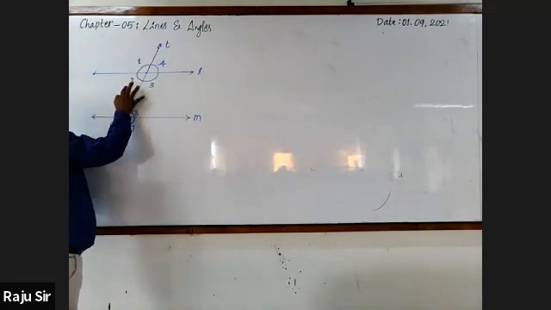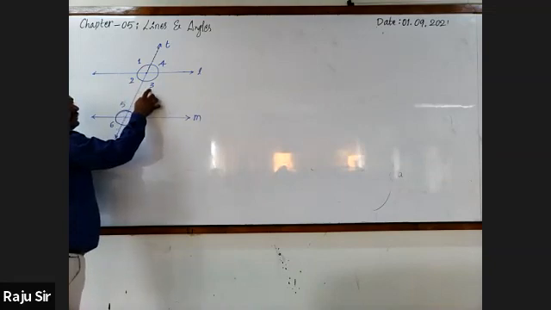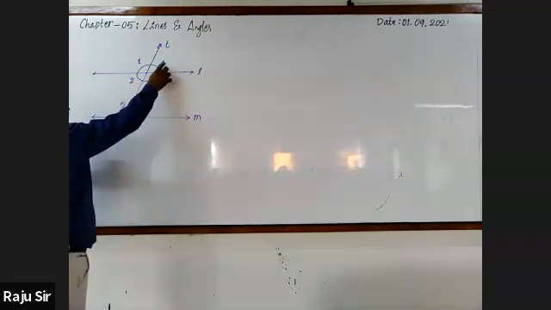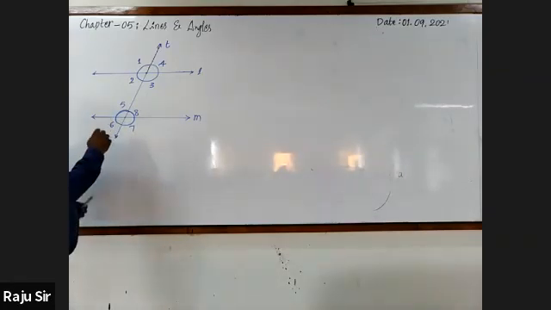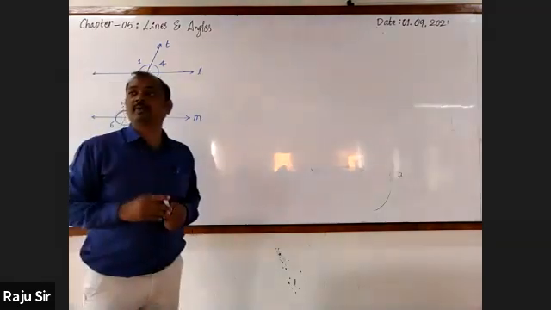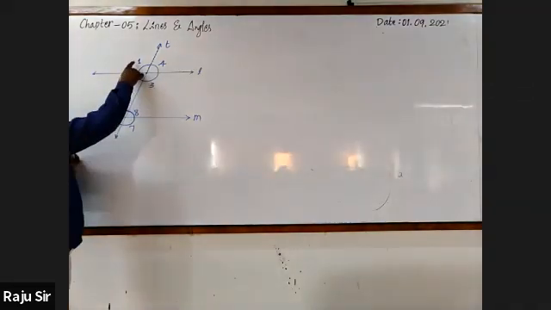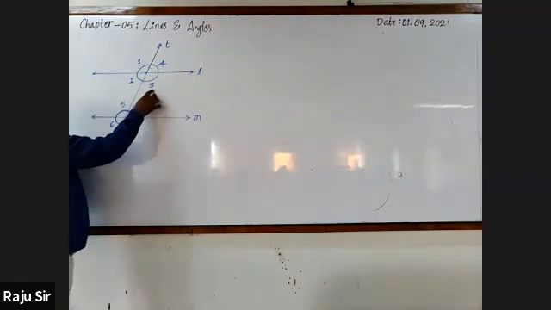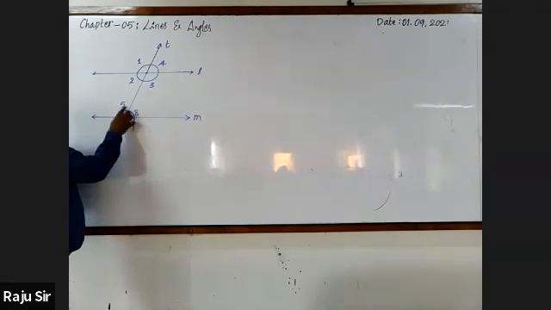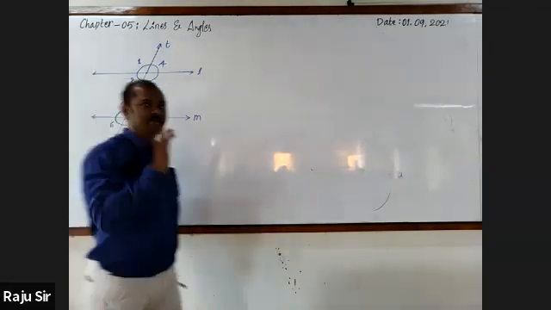1 and 2, 2 and 3, 3 and 4, 4 and 1 are linear pairs. Similarly 5 and 8, 8 and 7, 6 and 7, 5 and 6. Then what about the sum of linear pair of angles? 180. What is angle 1 plus angle 4? 180 degrees. 2 plus 3, 180 degrees. Right?